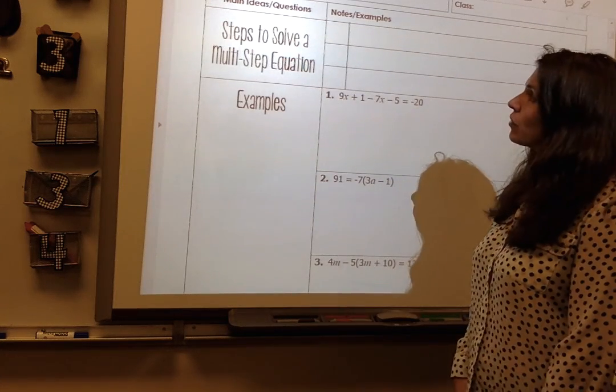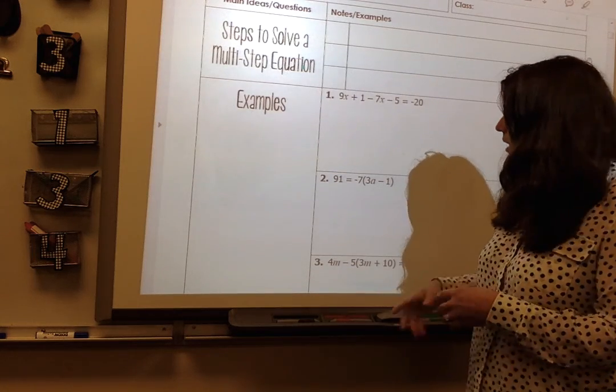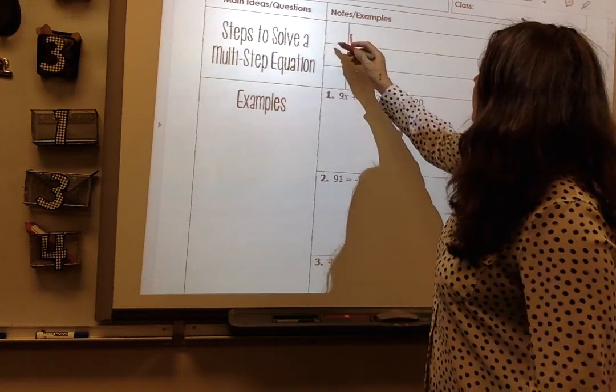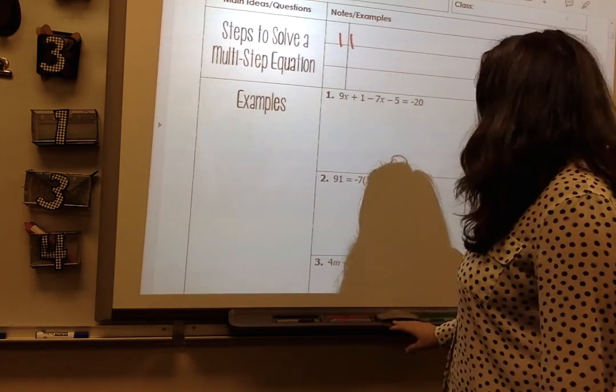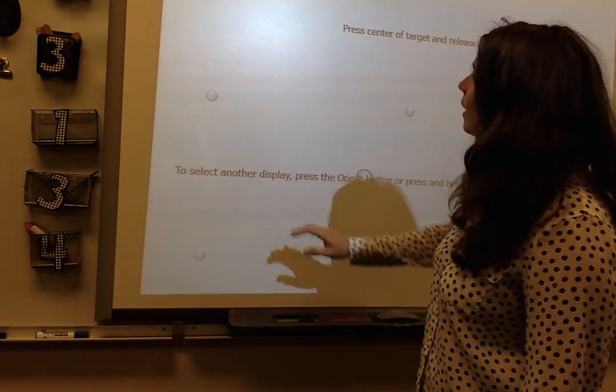So there are a certain set of rules that you have to follow in order. It's kind of like order of operations when we do a multi-step equation. So the first step, oh, and I am not even a little bit calibrated. Let me calibrate this real quick. But you can go ahead and write it down.